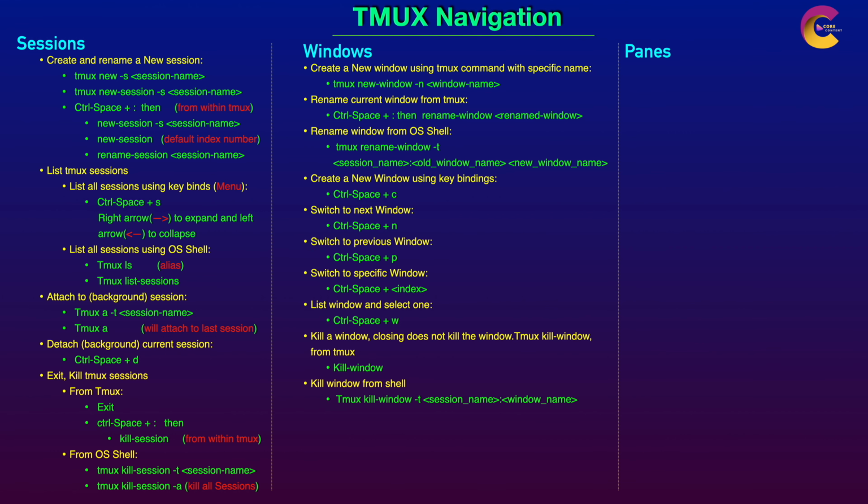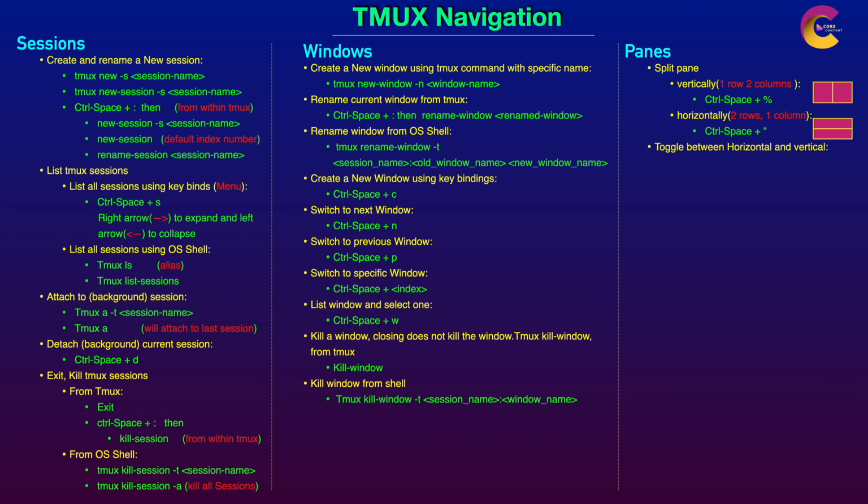Last component of TMUX is panes, which by far is the most used component. So let's learn how to select panes both vertically as well as horizontally using the key bindings. We will also toggle horizontal and vertical panes. We will see panes through their index numbers.